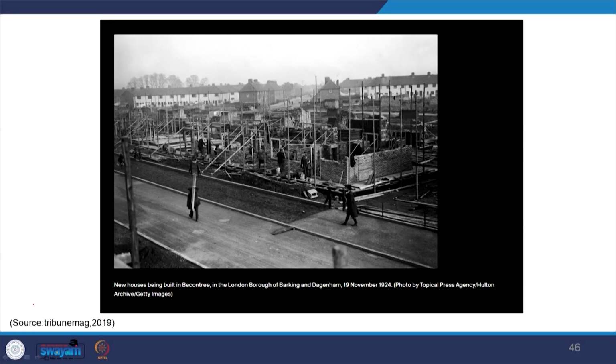And if you connect with the Indian scenario, what we studied in the public health segment, where the Bombay plague was also happening, emphasis was also given to working class housing in the Indian context as well. So, in the image you can see the massive construction which was taking place. Moving on, we see the Act of Housing and Town Planning of 1919.